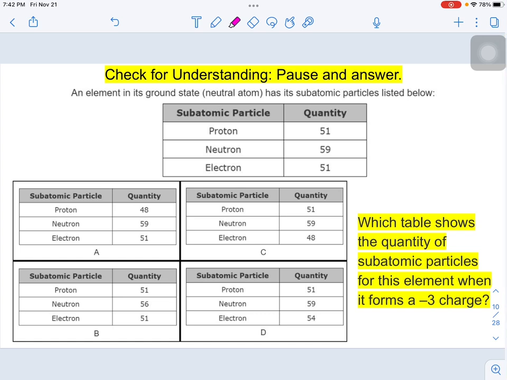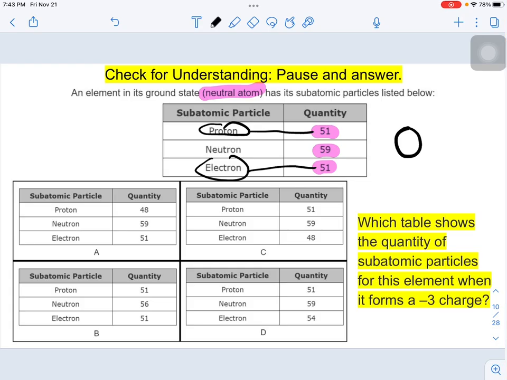Okay, let's go ahead and read this question. I'm going to highlight it. An element in its ground state or neutral atom has its subatomic particles listed below. So here we have an atom, and it has 51 protons, 59 neutrons, and 51 electrons. We are dealing with a neutral atom because we have the same number of protons and electrons, 51 and 51. So the positive and negative are going to cancel out, leaving us with a charge of 0.